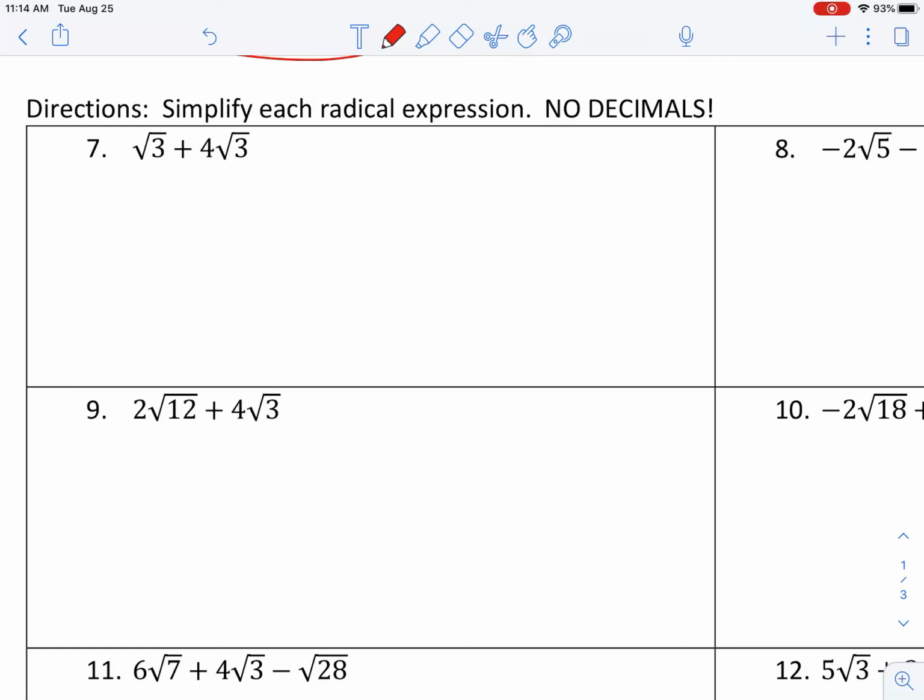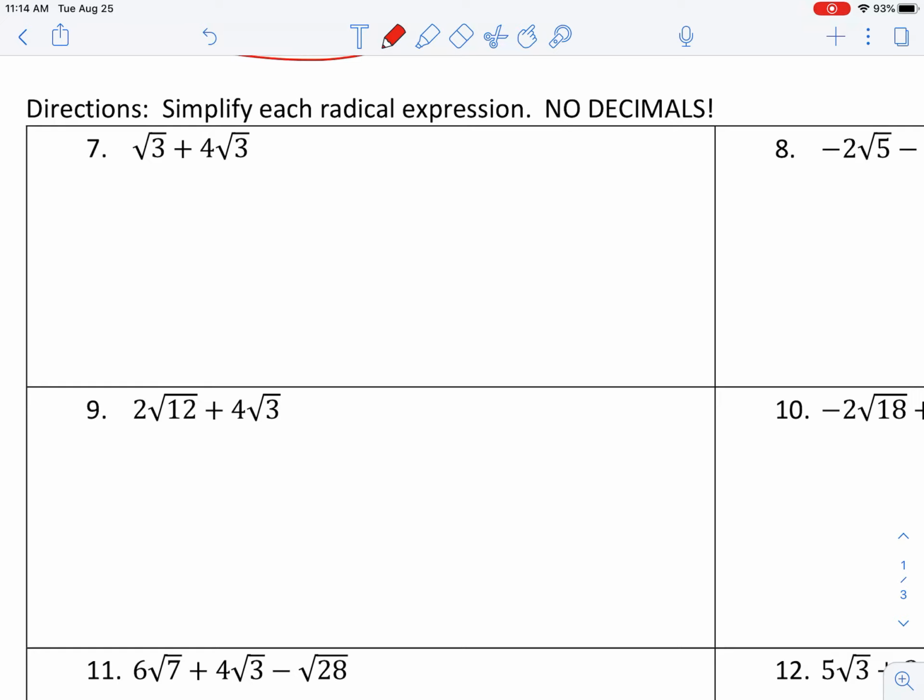Okay, so with that in mind, we first had to determine if things are like, because you can only add together like terms. So in this instance, now we actually want to go ahead and add these up. On first example, number 7, what is 1 root 3 plus 4 root 3?